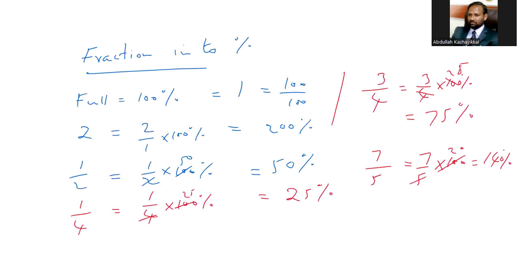Fraction into percentage. Full means 100%. One means full, one chocolate, one cake. That is 100 by 100. Two means 200%. Half means 50%. One by four, 25%. 3 by 4 means 75%. Now 7 by 4. To convert a fraction into percentage, multiply by 100%.